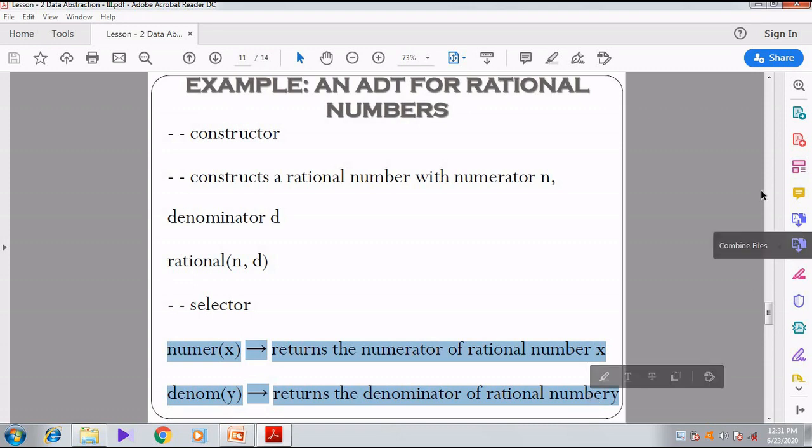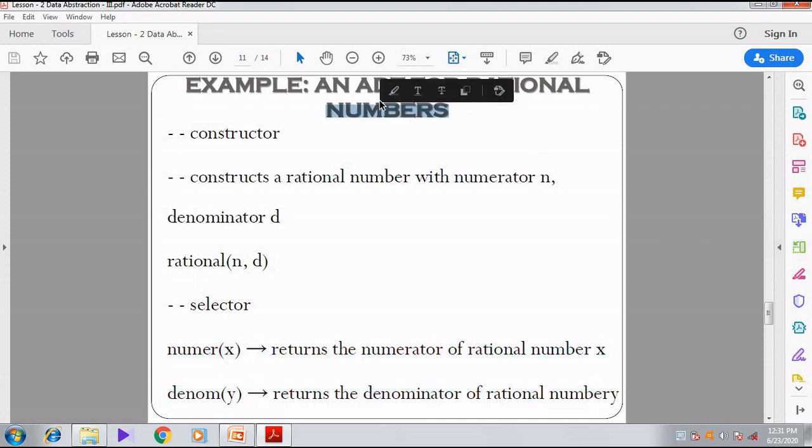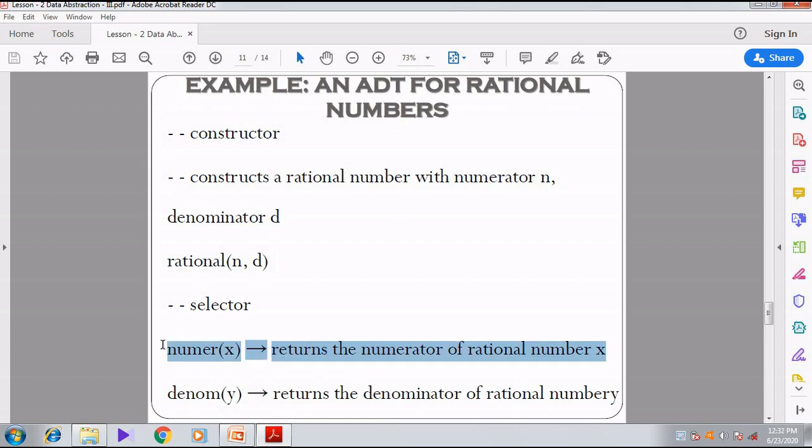So here in this example, an abstract data type for rational numbers is explained. From this example you can understand which is called the constructor. Rational(n, d) is called the constructor, whereas numerator of x and denominator of y represent the selectors.